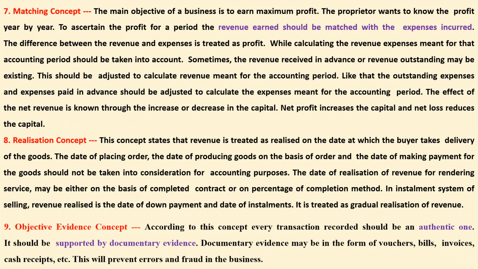The effect of the net revenue is known through the increase in or decrease in the capital. Net profit increases the capital and net loss reduces the capital. At last, in the balance sheet, liability side and asset side will be equal. This is due to the dual aspect concept of the accounting principle, because all transactions have two accounts to be treated. One is debit and another one is credit.